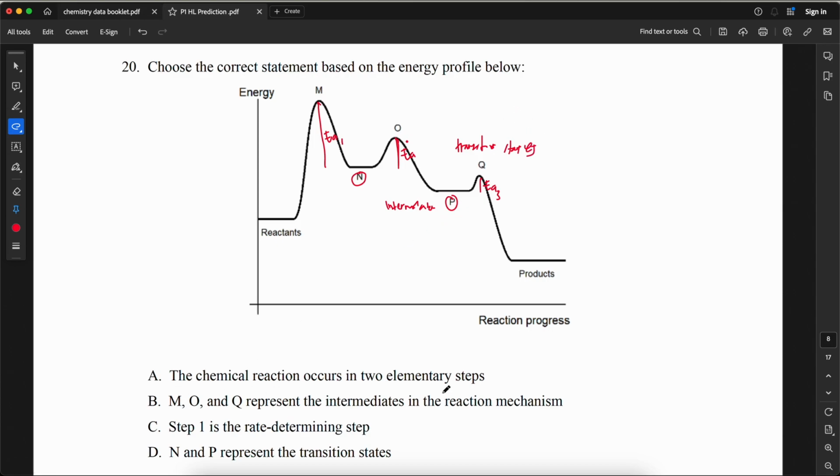The chemical reaction occurs in two elementary steps. MOQ represents the intermediates? No, they are the transition states. Step 1 is the rate determining step. It is correct because it has the highest activation energy. N and P represent the transition states? No, they are actually the intermediates.